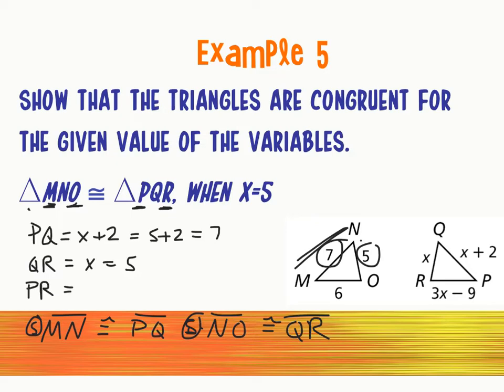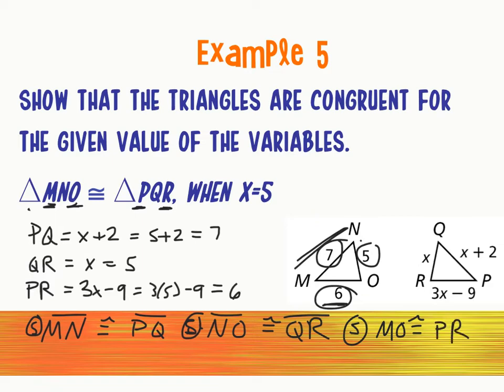So we have PR is equal to 3x minus 9. So when we plug 5 in for x, we get 3 times 5 minus 9, which is 15 minus 9, which is equal to 6. So is 6 equal to MO, this side? Yes, perfect, 6. So our third pair of sides are going to be congruent. So MO is congruent to PR.